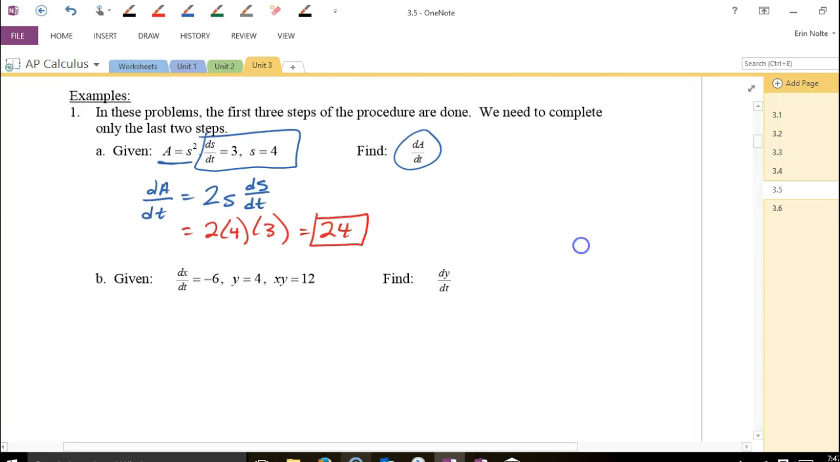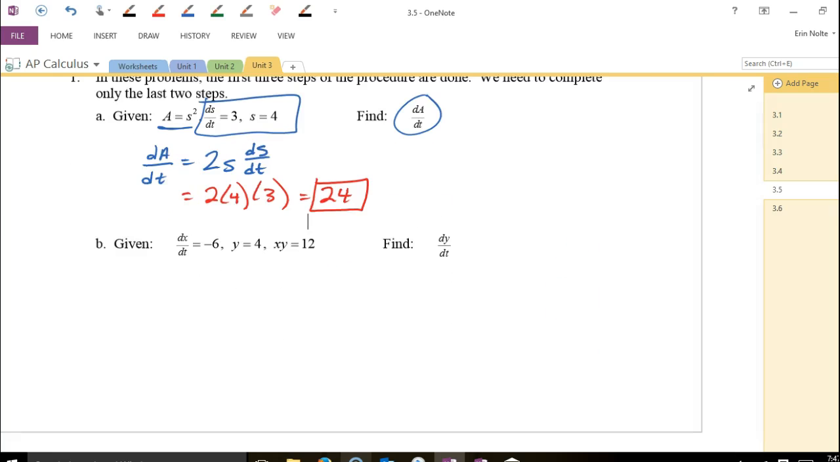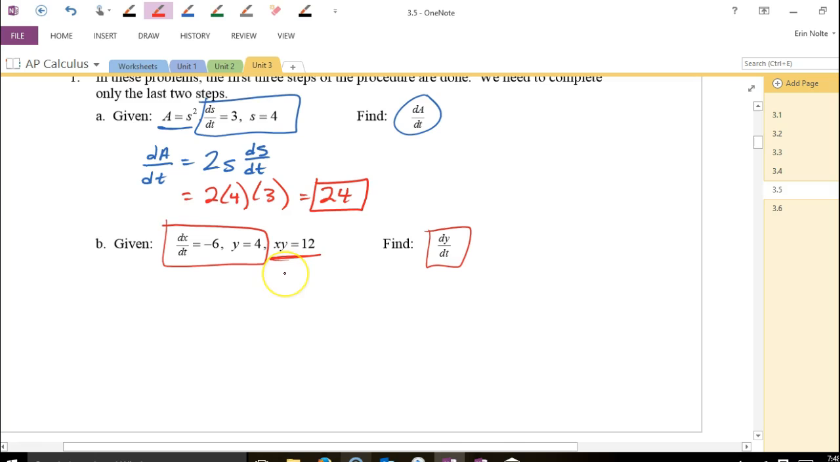Okay, so B is really similar as far as information that is given. These are variables that we're going to plug in after we take the derivative of our equation. Okay, so they ask us for dy/dt. Okay, so if we take our equation and derive, we have a product rule right away. So I have an x times a y, so it's first times derivative of second plus second times derivative of first. Okay, so remember I'm deriving things in terms of t. So every time I derive any variable, I'm going to say dx/dt or whatever variable.